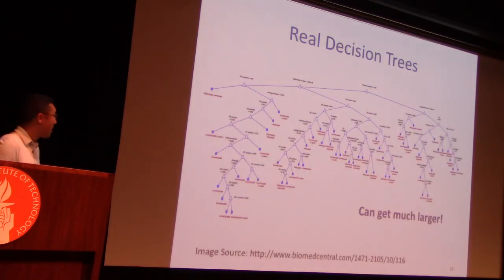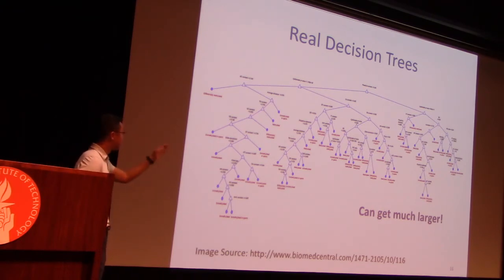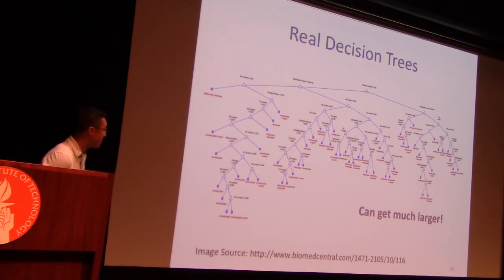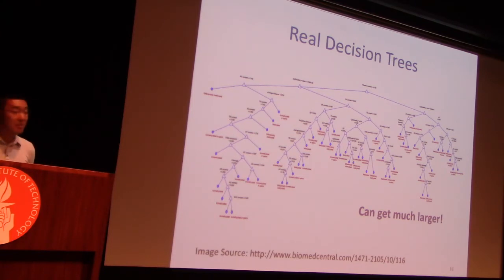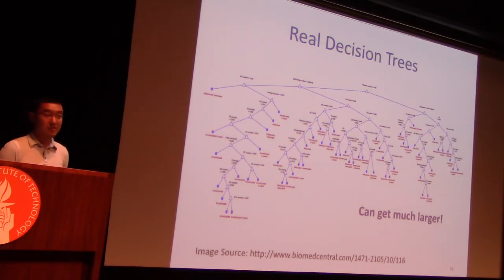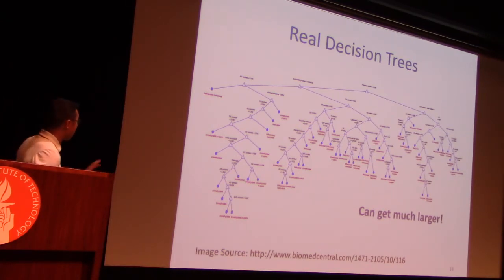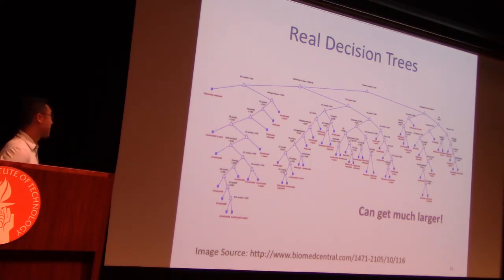So here's an example of a real-world decision tree. I lifted this diagram from a biomedical paper. In applications that I work on for my research, they can get much larger than this. They can have thousands of internal nodes. This one probably has something like 20 or 30. Another nice property of decision trees, as long as they're not too big, is that they are fairly interpretable. You can actually look at this diagram and see what the decision tree is doing.